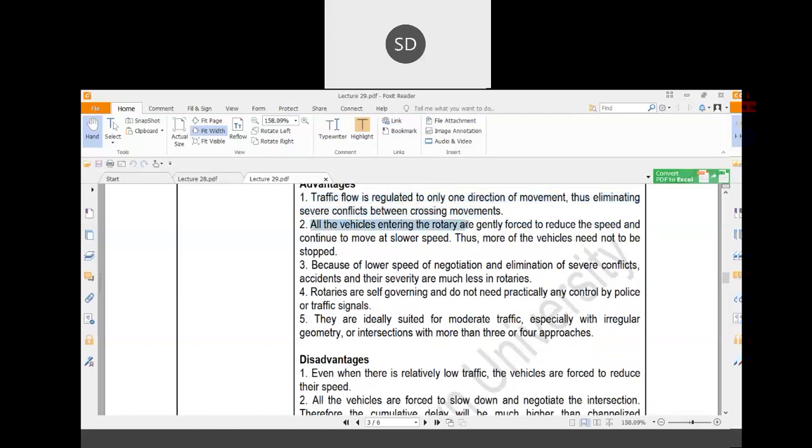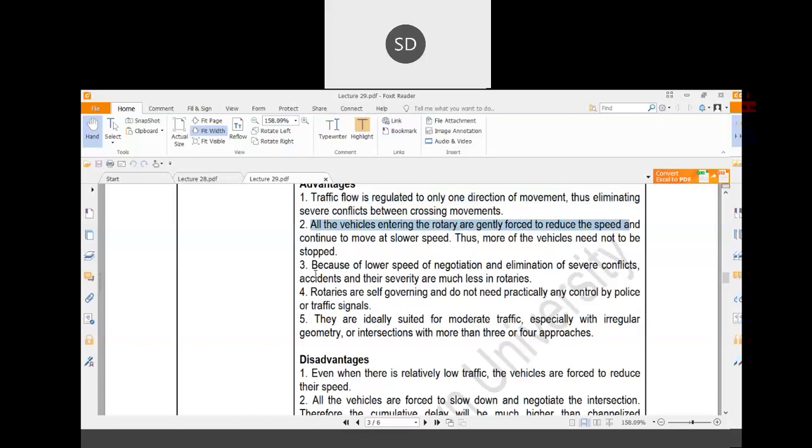All the vehicles entering the rotary are gently forced to reduce their speed and continue to move at a slower speed. That is one advantage: all the vehicles coming to the rotary intersection are forced to reduce their speed. The design of the rotary intersection is such that you have to reduce your speed whenever you cross a rotary intersection.